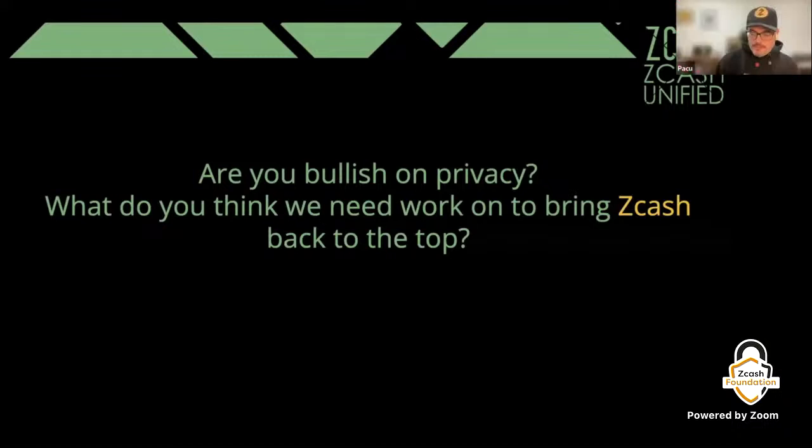Good. So to wrap up, the last question or topic would be, I guess that we're all bullish on privacy here, but so if you're bullish on privacy, what do you think we need to work on, maybe your team or as the ecosystem, to bring Zcash back to the top and, I don't know, even higher? So let's see, James.